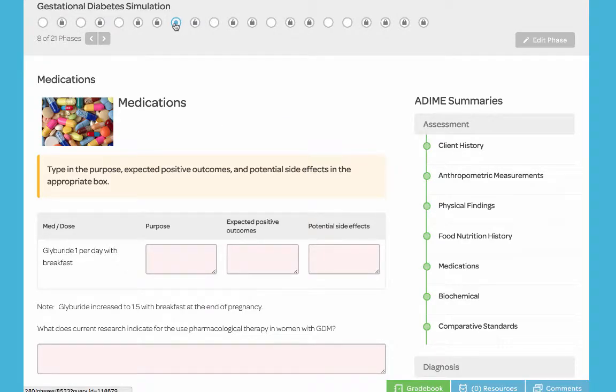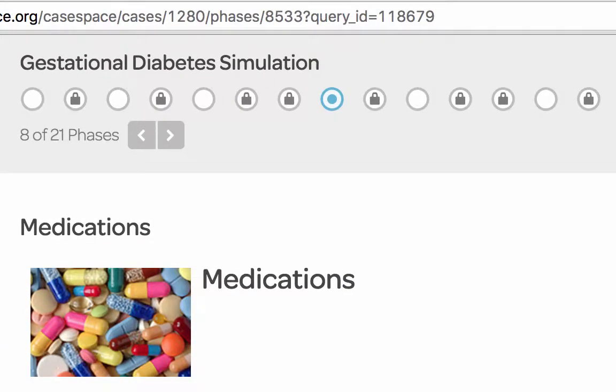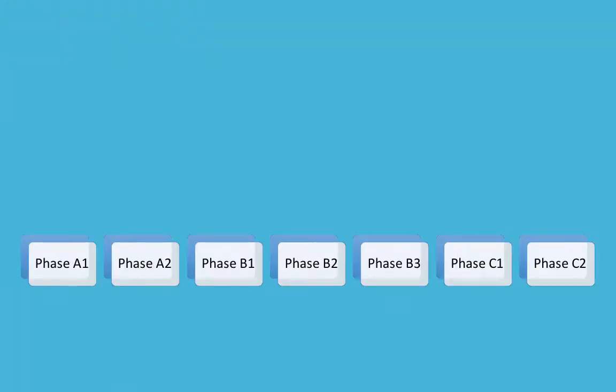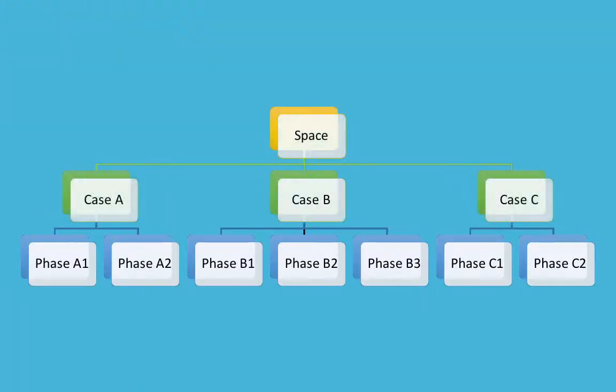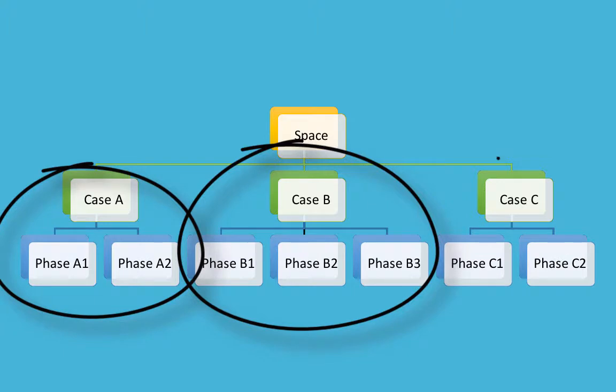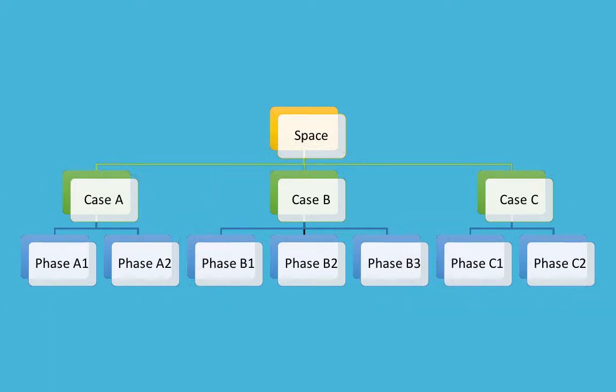The breadcrumbs on top of the screen keep track of where you are within the case and how close you are to solving it. Phases are the case problem broken up into small pieces to facilitate learning. Each case will have its own set of phases that help meet the learning goals. This, in a sense, is the learning architecture of ThinkSpace.